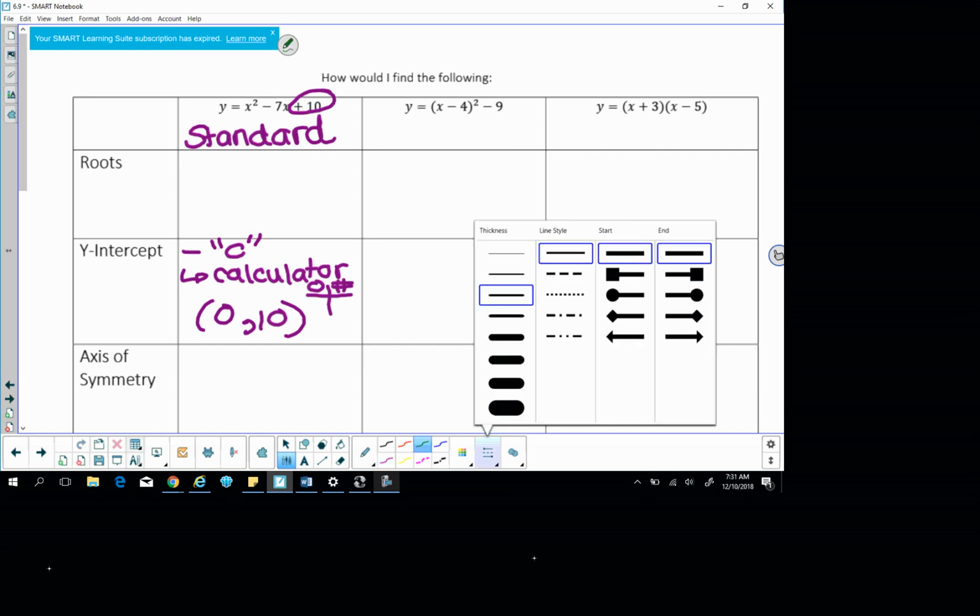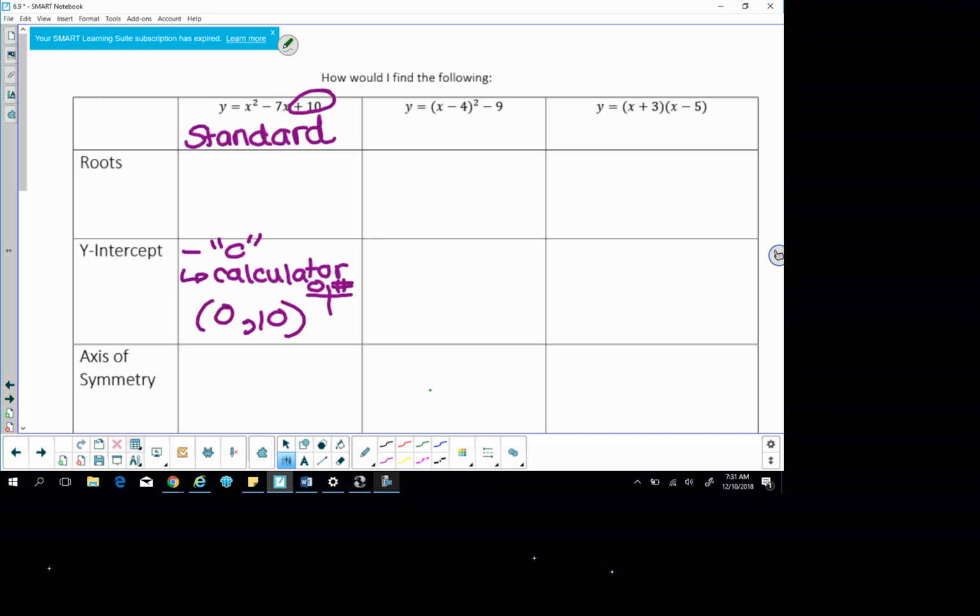Roots. So when we're finding our roots, or our x-intercepts, when it's in standard form, what are the different ways we learned? What's that called? Factoring. We could factor and make our factors equal to 0.